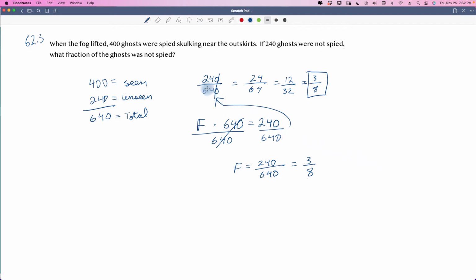All right, so if you can go ahead and see this in your head, skip this step. But if you can't, do the formula. F times A equals B. The FAB formula. All right, that is all we have for lesson 62.